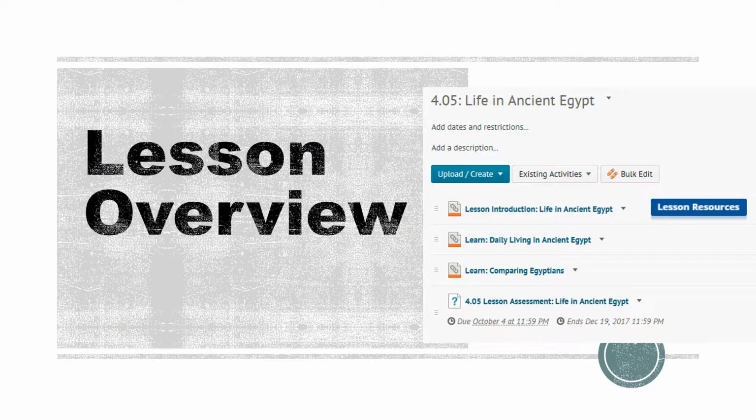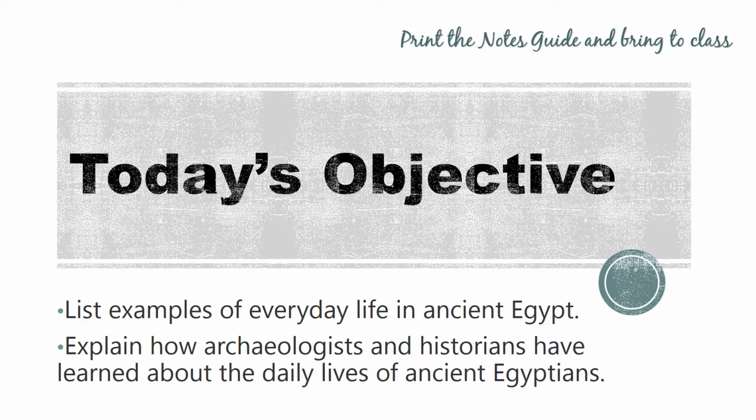Here is just a quick lesson overview. We're going to take a look at life in ancient Egypt. What was daily life like living in ancient Egypt? And then you're going to complete an activity comparing Egyptians. So as we take a look at our objectives today and what we want to take notes on, we want to be able to list examples of everyday life in ancient Egypt and explain how archaeologists and historians have learned about the daily lives of ancient Egyptians.